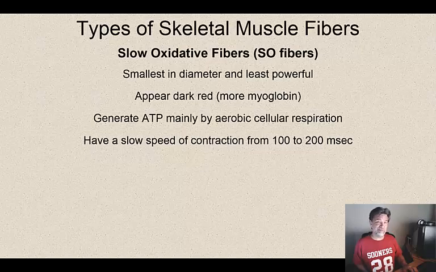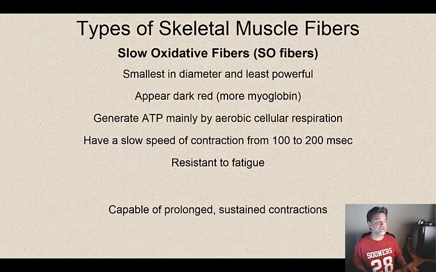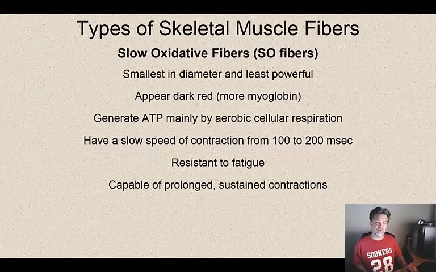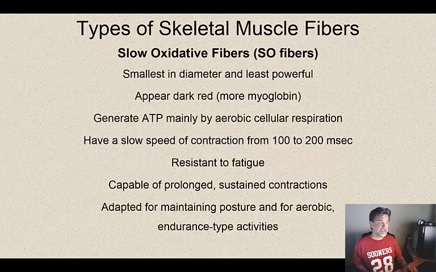We're talking from 100 to 200 milliseconds. And when we get to the fast glycolytic, you'll see the huge difference between the speeds of those different fiber types. But this is pretty darn slow for a skeletal muscle fiber. They are very resistant to fatigue because there is so much oxygen in the area, so much myoglobin and blood vessel supply for oxygen. They're also rich in glycogen. They're capable of sustained contractions, and they're best suited for posture maintenance and for long-term aerobic endurance type activities.